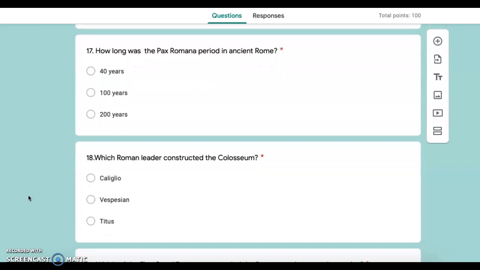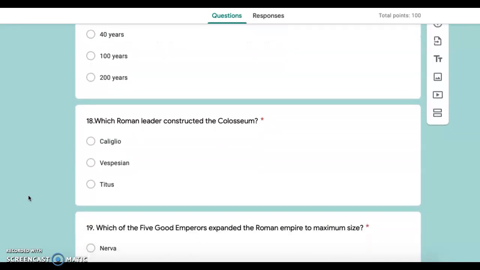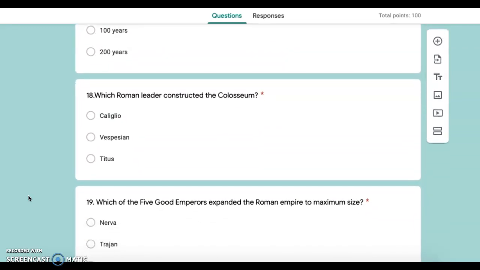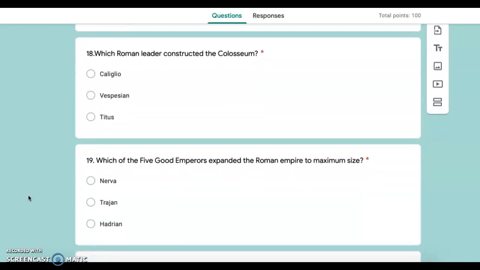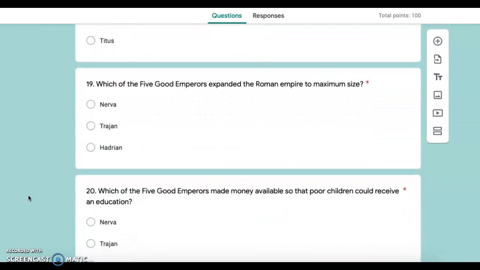17. How long was the Pax Romana period in ancient Rome? 40 years, 100 years, 200 years? 18. Which Roman leader constructed the Colosseum? Caligula, Vespasian, or Titus?